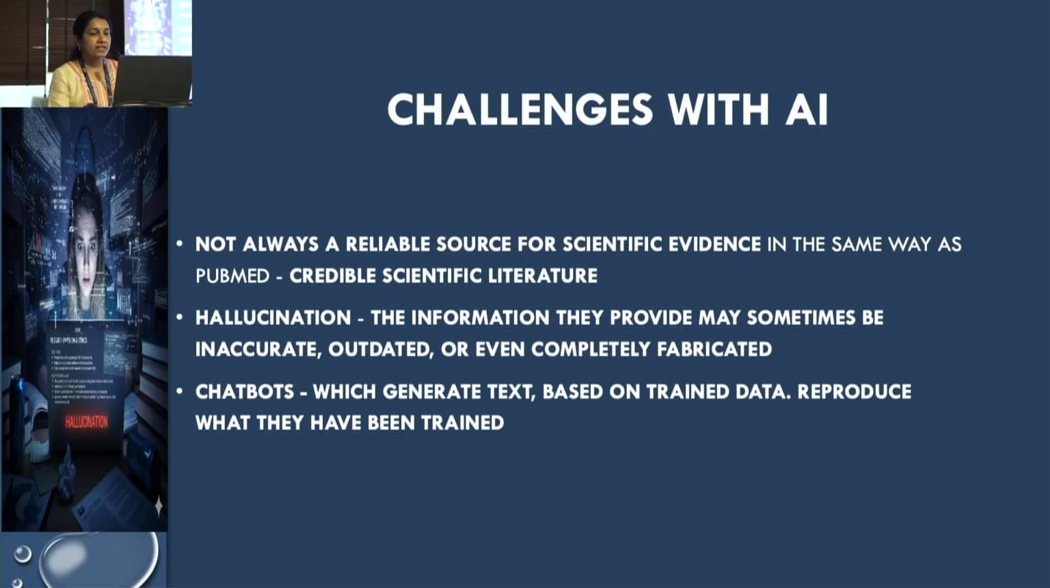The challenge with AI is that it's not always a reliable source for scientific evidence like PubMed. PubMed gives credible scientific literature. AI can produce hallucination. That means the information it provides may sometimes be inaccurate, outdated, or even completely fabricated, because these chatbots generate text based on their trained data. That means they reproduce what they have been trained on.